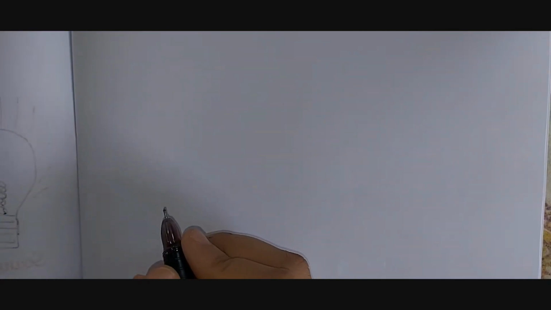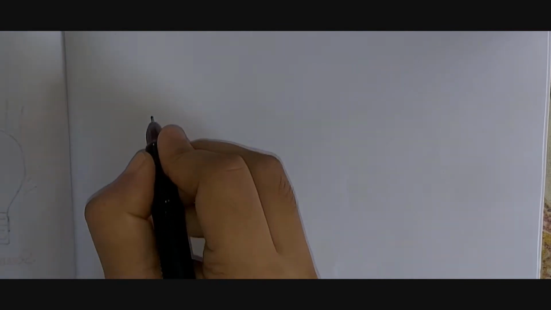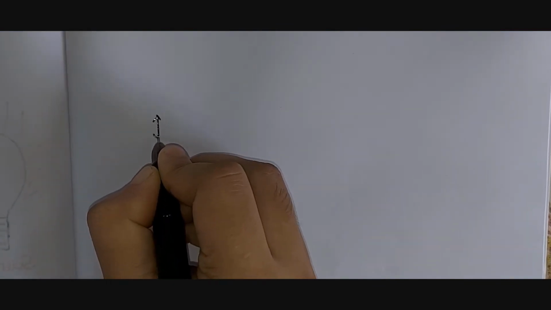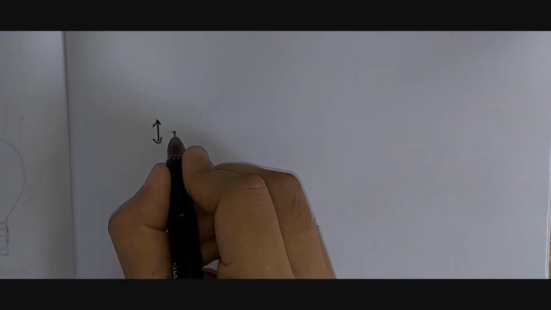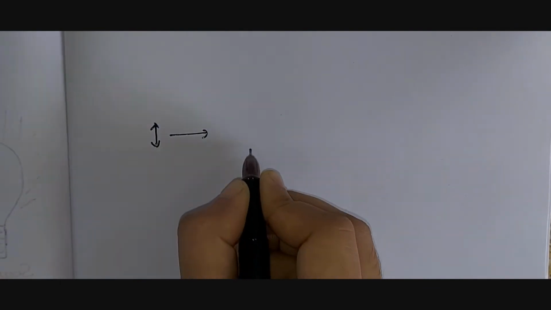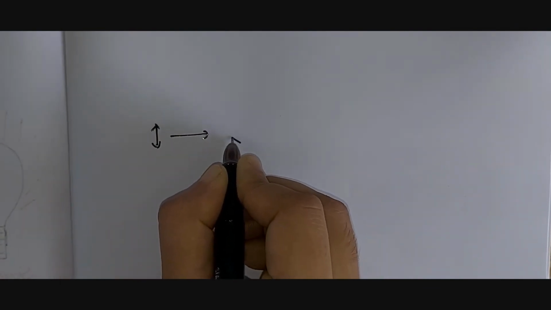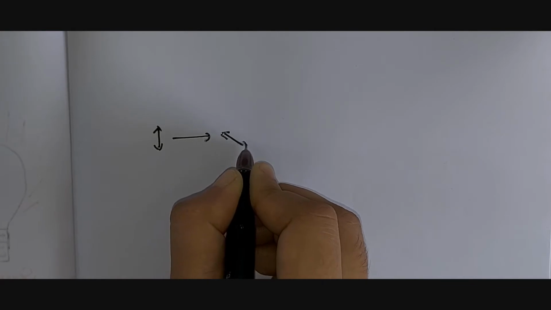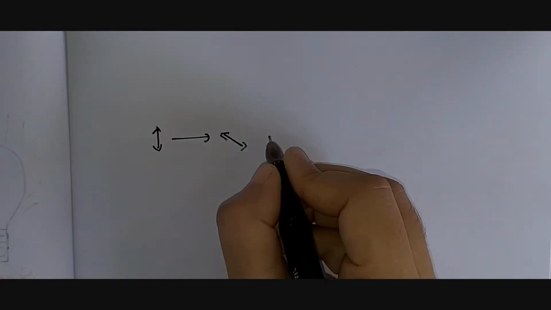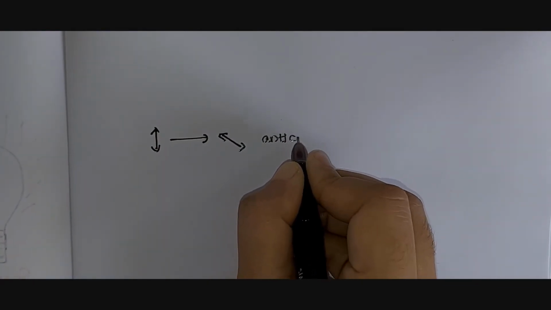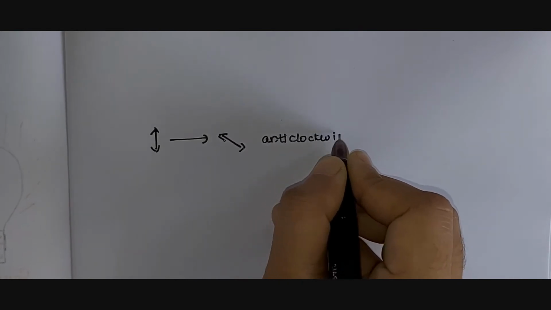Now consider levorotatory. For levorotatory we'll consider again our plane polarized light, and through the analyzer, if you observe that the plane moves towards which side? Left side. That is, you will observe the light moving towards the left side or anti-clockwise direction, then we call such compounds levorotatory compounds.